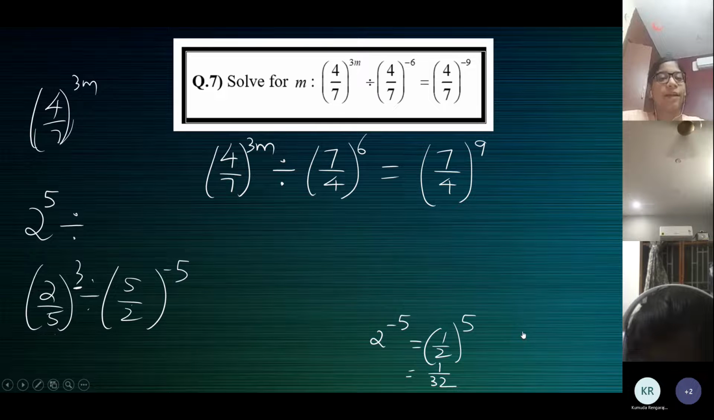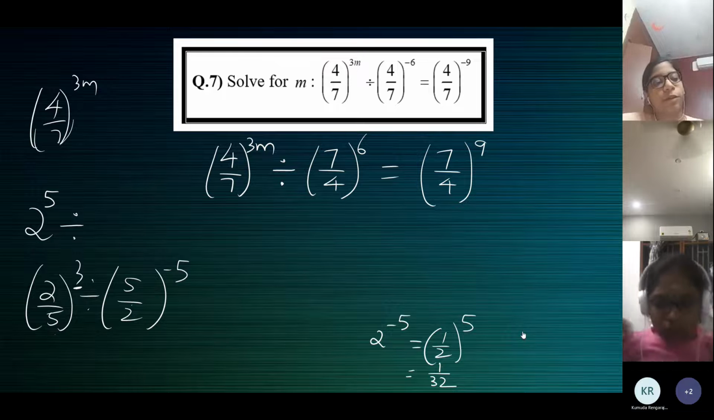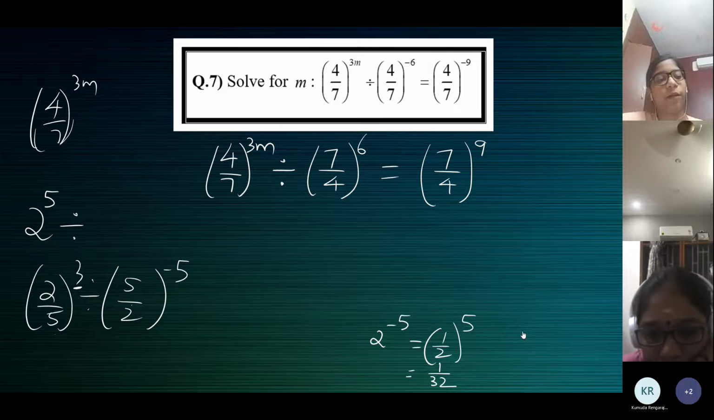Yes, ma'am, but I understood that 2 raised to the power minus 5 should be changed at the end of the step, ma'am. But we had some question in which we just changed the question to the equivalent, ma'am, like 2 raised to the power minus 1 minus 3 raised to the power minus 1.